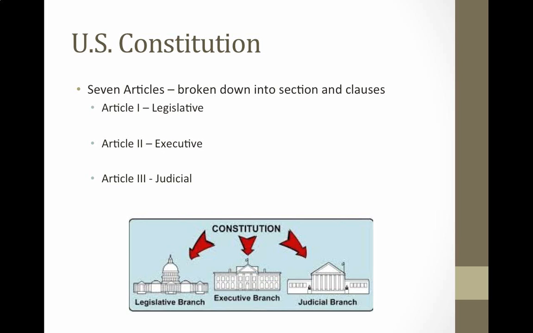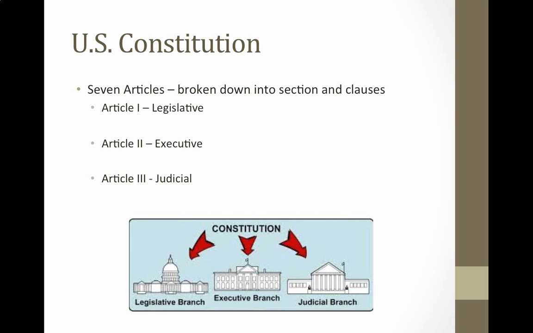Then underneath each one of these articles, or most of them, it's broken down into different sections. The main section underneath each article is called a section, and then each one of the sections, if they're broken down further, they're called clauses. And so when we actually start looking up individual issues in the Constitution, I will refer to Article 1, Section 8, Clause 18. That's one we'll be spending some time with.